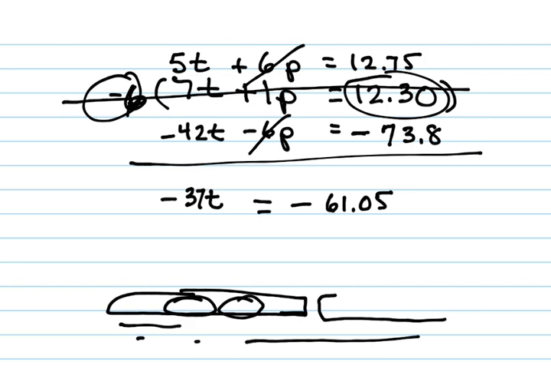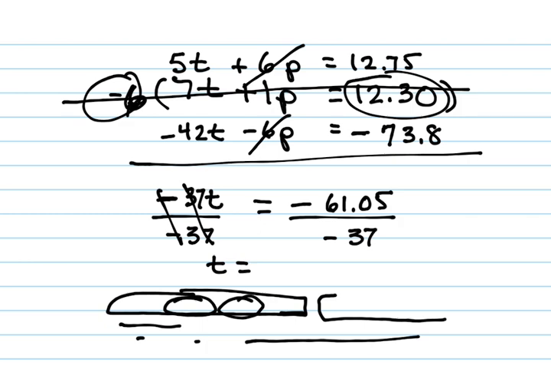I'll do that by dividing by, because they're attached with multiplication, so I'll simply divide both sides by what? Be careful. Negative 37, yeah. Remember, you need the sign and the number to go away, right? So whatever sign it is. So t equals, what is negative 61.05 divided by negative 37?